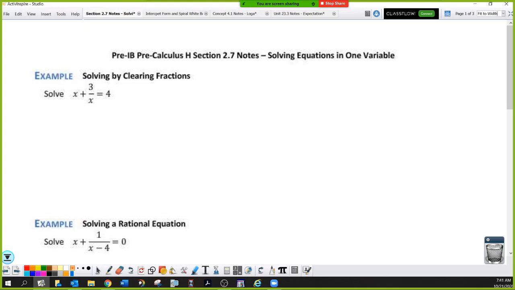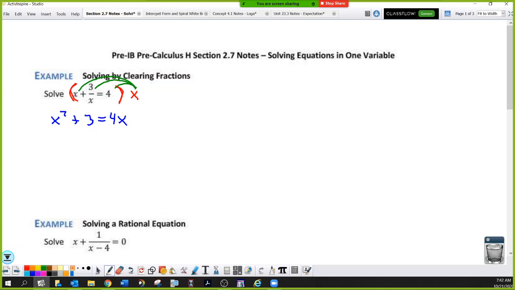So what we're going to do is distribute the denominator, which is x, to the entire equation. I have to write slow because the recording program really messes with my computer. Here we go. So distribute that x everywhere. If you do it properly, you will have no more fractions. Instead, what you're going to get is x squared plus 3 equals 4x.